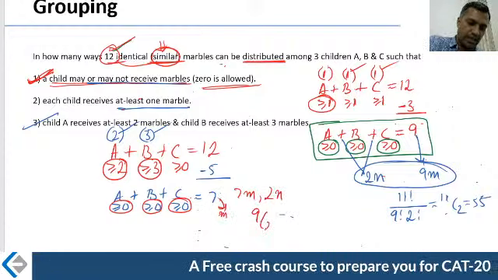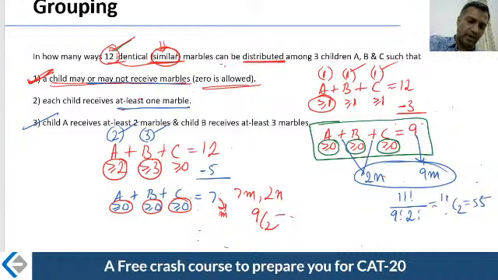Therefore, your answer is nothing but 9C2. That is 9 factorial by 7 factorial and 2 factorial. I hope all of you got this idea. You can explore on these ideas.